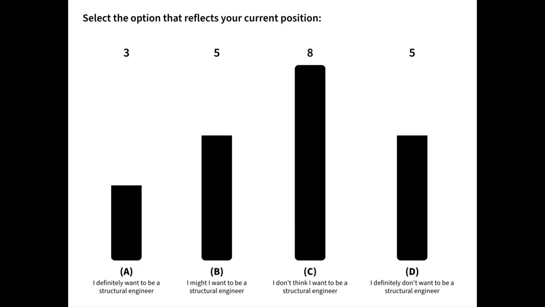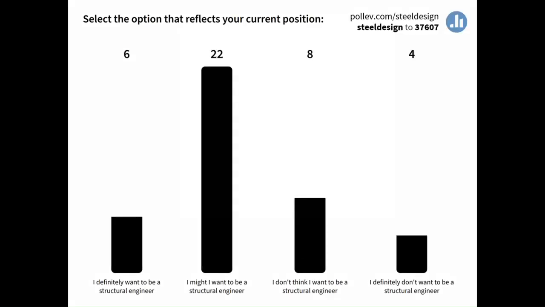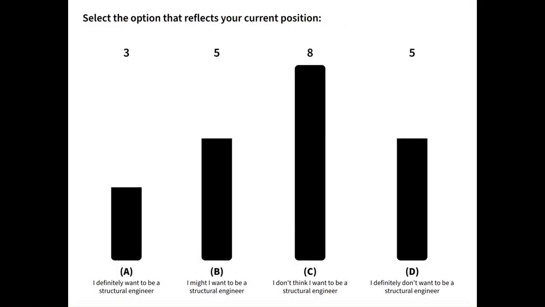Is anybody here now not in the column B, I might want to be a structural engineer, who has shifted more to the right? Has anybody changed their decision from I might want to be to I definitely don't want to be, or anything less than that? Has anybody shifted from I might want to be to I definitely want to be throughout this course? Has anybody shifted from I definitely want to be to I definitely don't want to be?